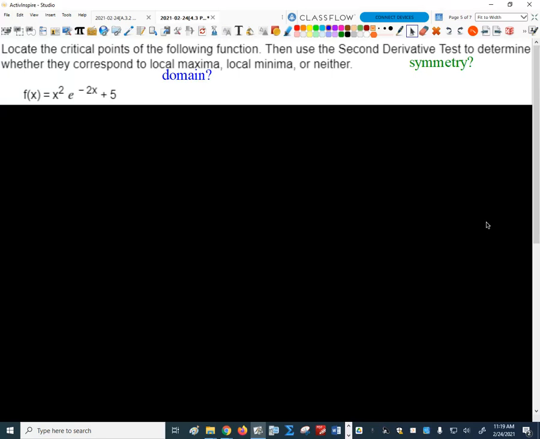Let's try some of these transcendental functions, these logs and exponentials and things like that, where we're not just dealing with polynomials all the time. Okay, what about this one? What's the domain? And why? Type it in.